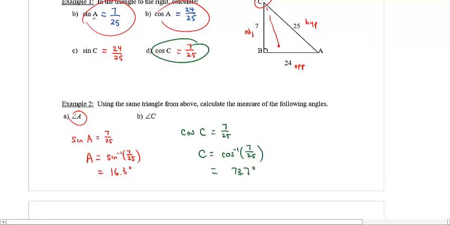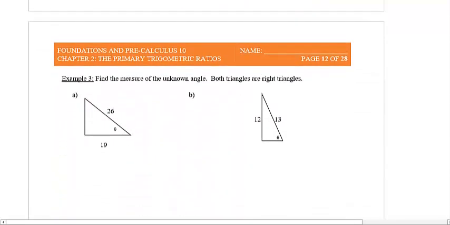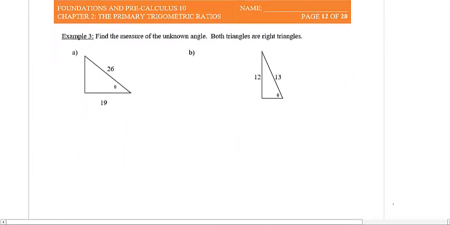Okay? How are you feeling right now? I hope you're feeling okay about this. Because now I'd like you to try number 3. This time you have to figure out the unknown angle. And you have to decide which ratio to use.